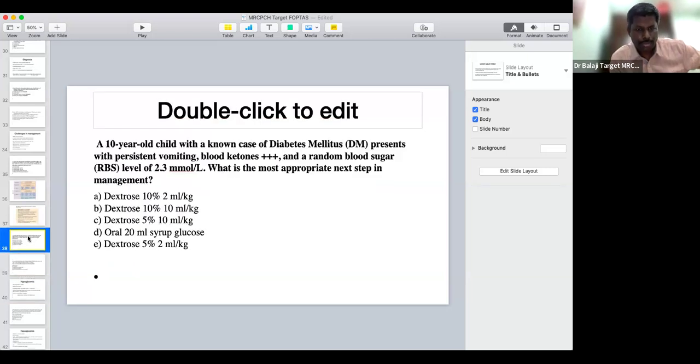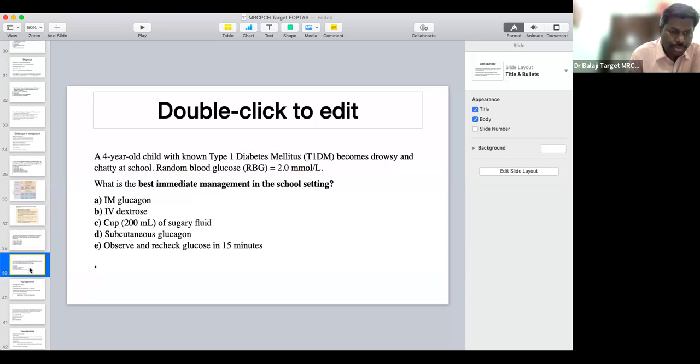Okay. So now you look into this. Here sugar is low. And one more point is the child is vomiting. The child is persistently vomiting. So there also you can step in, instead of giving oral, because the child is persistently vomiting, you can go for the IV option. So dextrose 10%, 2 ml per kg can be given. Similarly for this, now what will be your choice? Look into this answer, understand and try to tell.